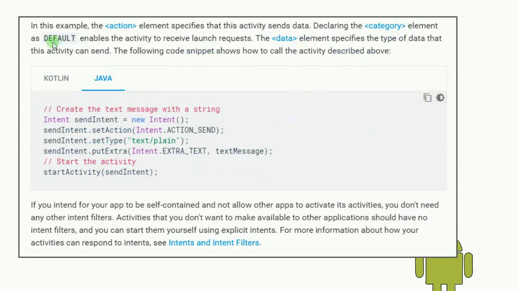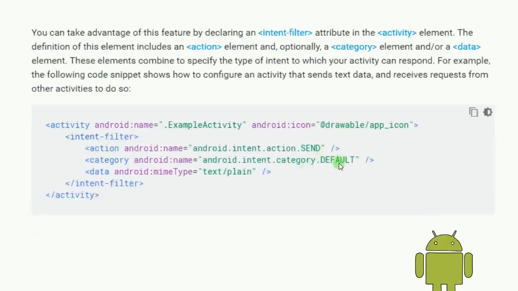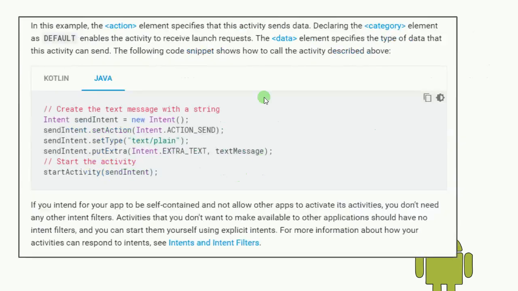The category element as default enables the activity to receive launch requests. So this default will make sure that the activity gets launched, and this, like I said earlier, is basically to show the type of data that is going to get involved in this transaction. Right? So here is an example which is provided in Android docs, which basically tells us how you would initiate this activity. So this is an implicit intent, and here you just create a reference of the intent, and then you start putting action here: set action, set type, put extra, and then you provide the message here, and then you start the activity.